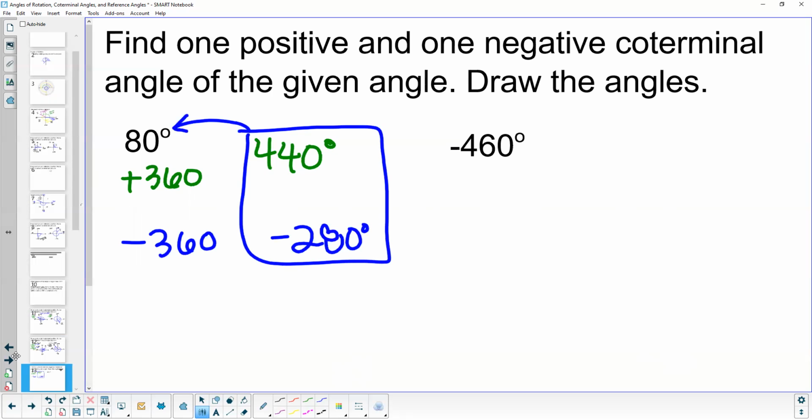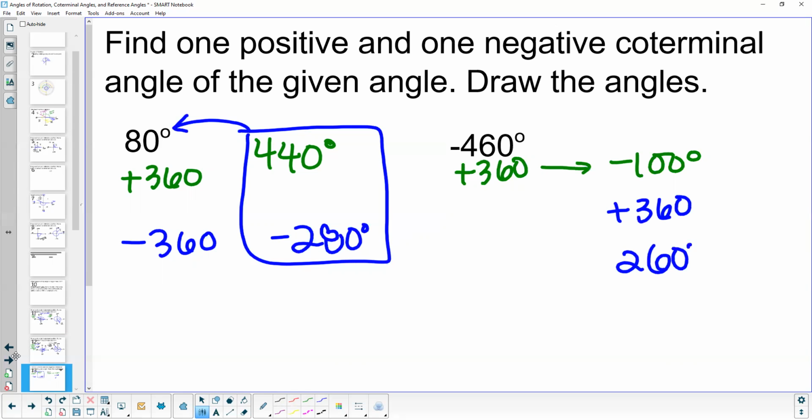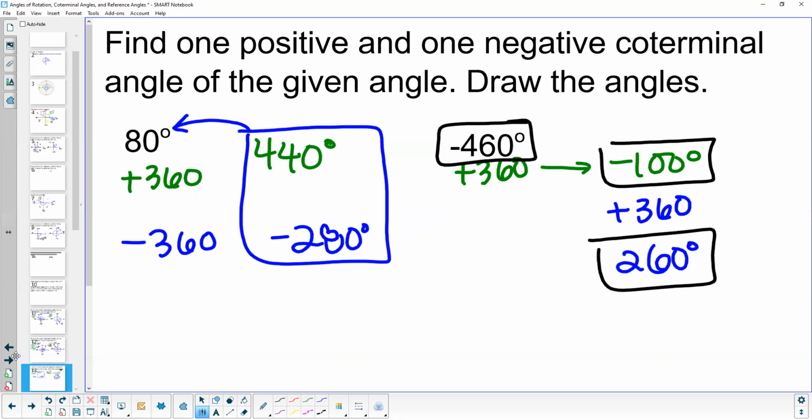The same thing happens with our negative 460. In this case, I'm going to add 360 to start, and that ends up giving us an angle of negative 100 degrees. If we added 360 to our negative 100 here, because these are both negative, then we end up getting 260 degrees, which would be our positive. So 260, negative 100, and negative 460 are all coterminal angles.